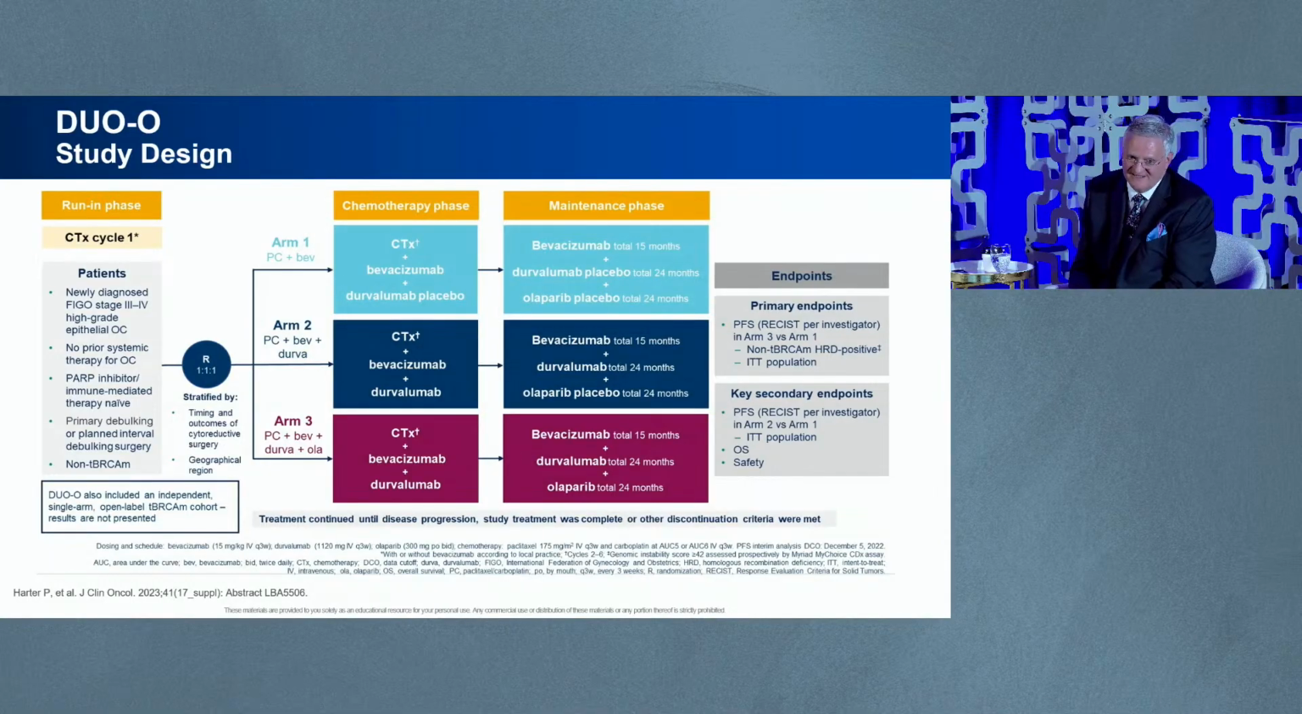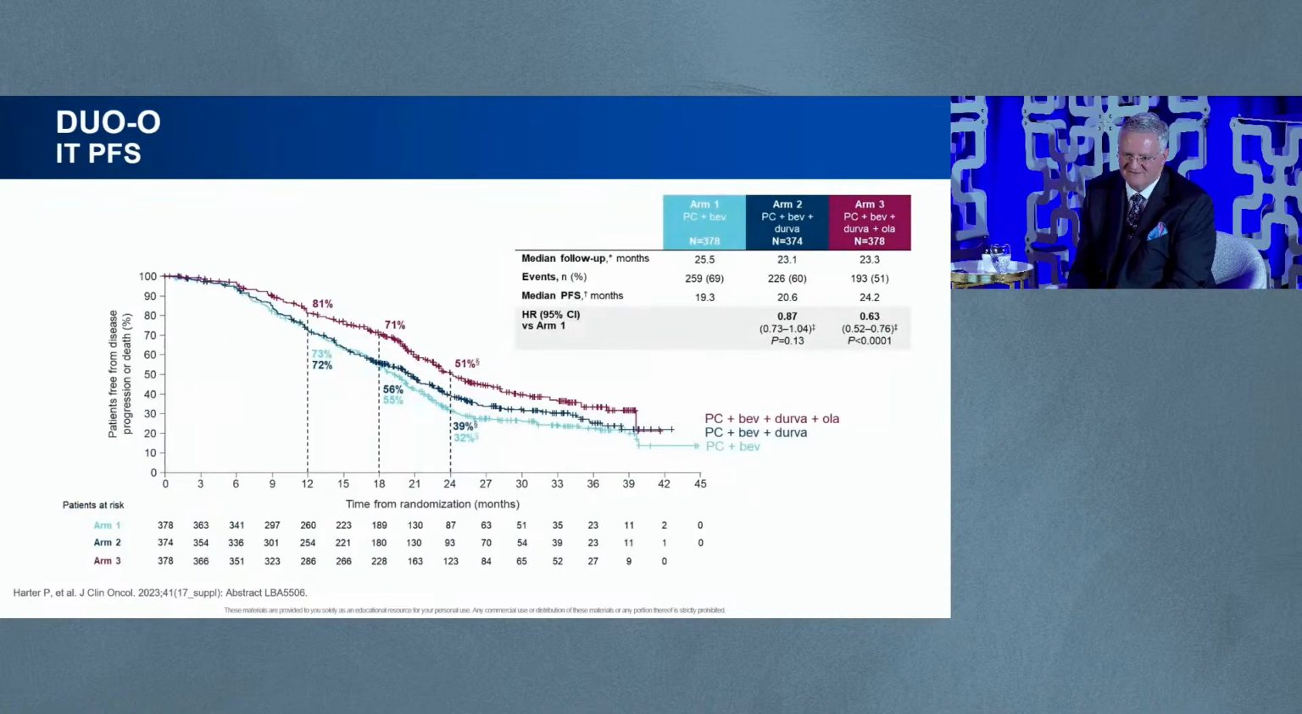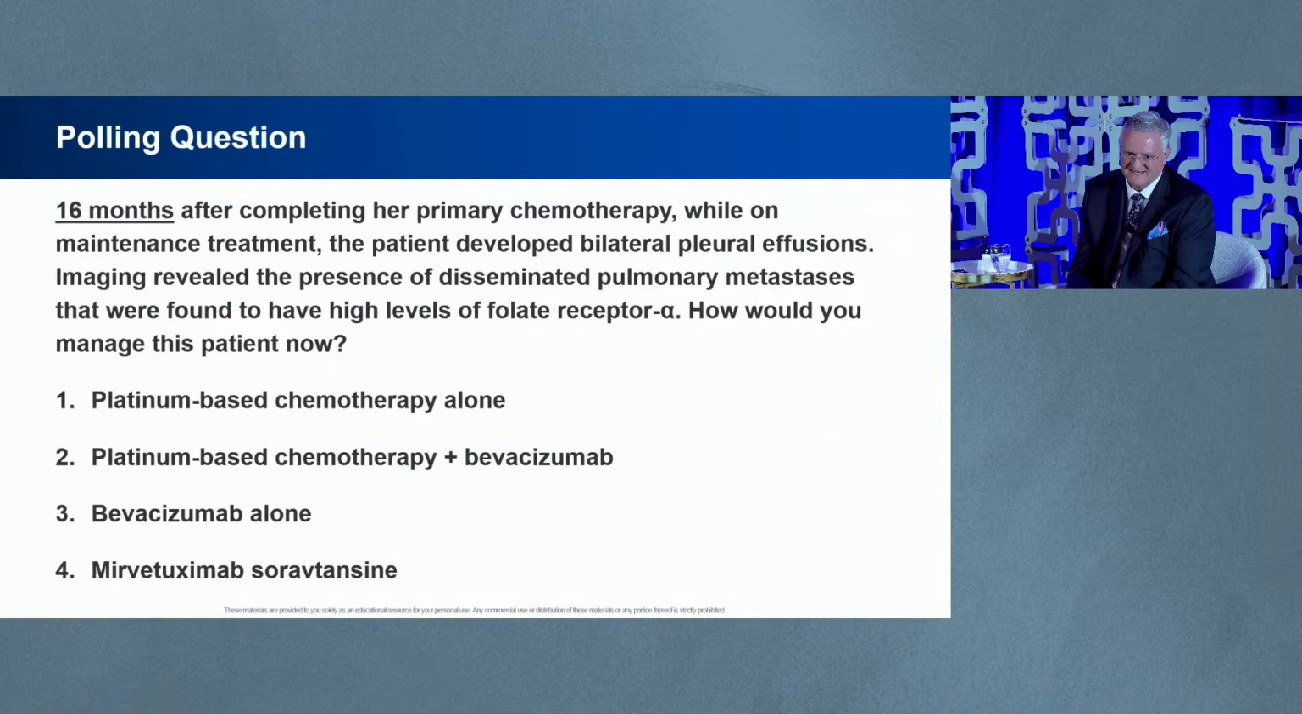We have seen the results of DUO-O, which is the same sort of thing from AstraZeneca, now using durvalumab with olaparib. But unfortunately, because of the way it was designed, that top purple curve is immunotherapy plus olaparib. Looked like they did a lot better, but it really looked like olaparib was making the difference rather than durvalumab improving the outcomes with bevacizumab.